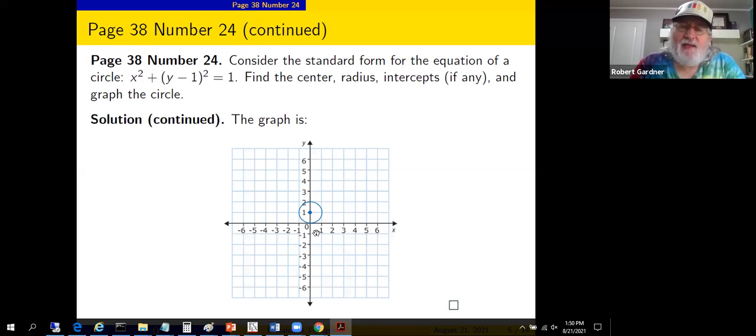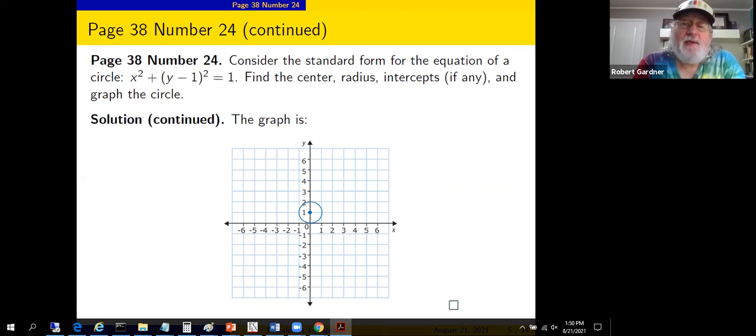And what was it? We had the x-intercept was (0, 0). Oh, that's why there's only one x-intercept. It's just sitting there on top of the x-axis. It has the x-axis as a line tangent to the circle. And there's 2 y-intercepts, (0, 0) and (0, 2). So the top and the bottom are the intercepts with the y-axis. The bottom point is the intercept with the x-axis. And all the geometry makes sense.